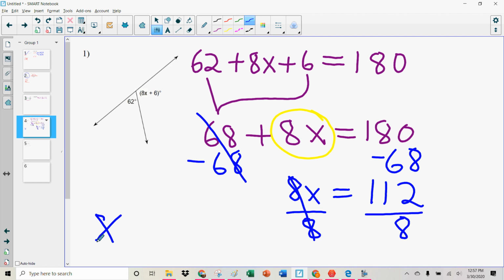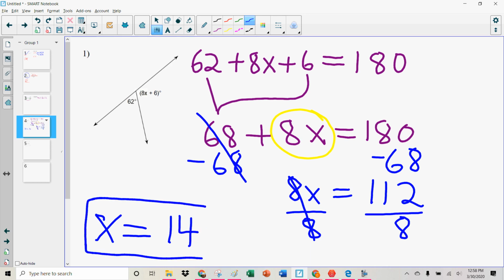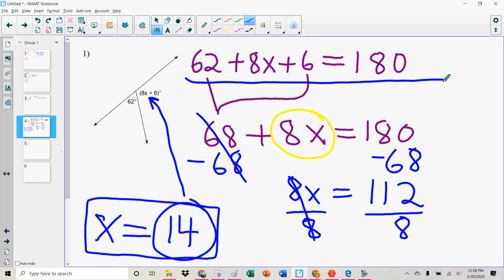So I get an answer of x equals, now 112 divided by 8 is the same as taking half 3 times. So half of 112 is 56, half of 56 is 28, and half of 28 is 14. So in this case, x equals 14. You can check your work by substituting 14 back in for x and see if the equation is true.